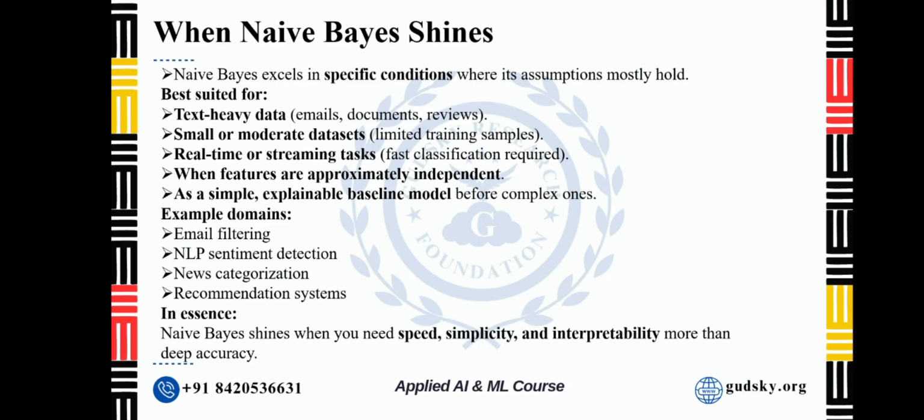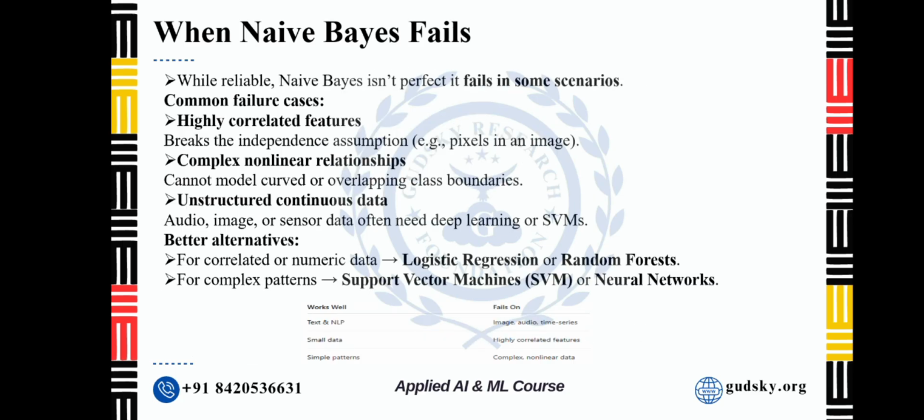Okay, so when we want the speed of model prediction and the simplicity of no more congestion, for all this we use Naive Bayes. And if we look at where Naive Bayes fails, the common failure cases and scenarios we see here are highly correlated features. That breaks the independence assumption, which affects the probability estimates. For example, pixels in an image easily correlate the features, right?